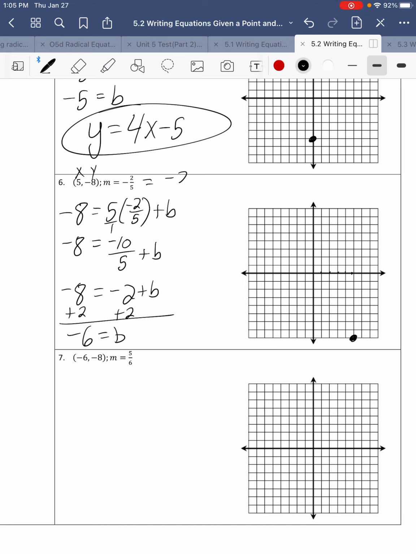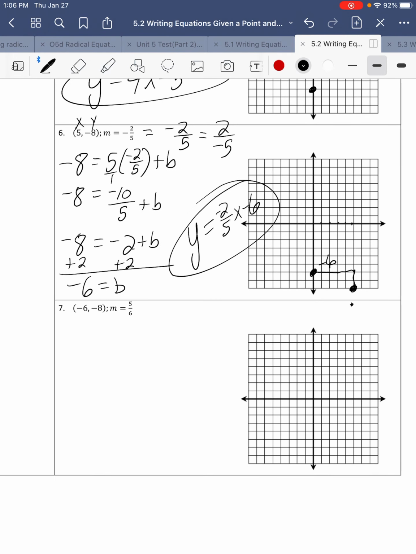And we have -2 over 5. The problem with -2 over 5 is you go down. And I don't want to go down. So you can actually do 2 over -5. So you're going to go up 2, left 5. Well, there you go. There's your y-intercept at -6. So it's y equals -2/5 x minus 6.